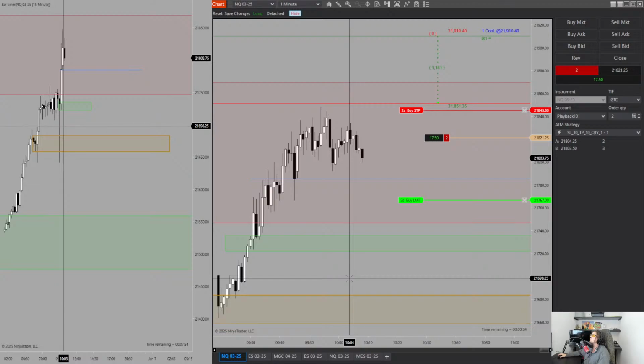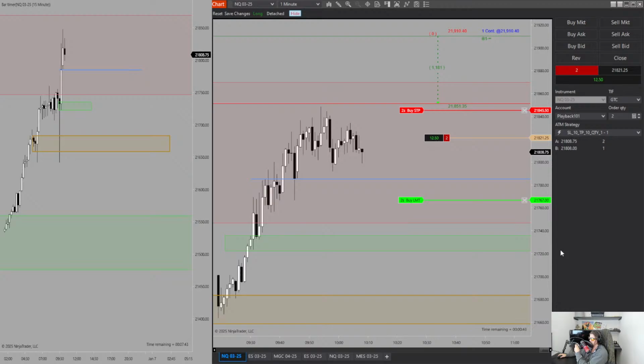But we don't want to be premature. Don't really see it bouncing out of here. That's the demand. Once this low gets taken though, probably move my stop to break even.